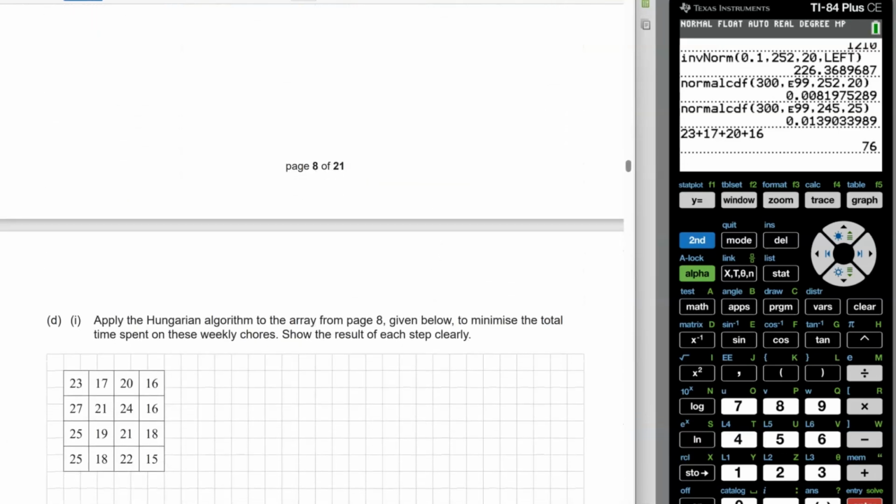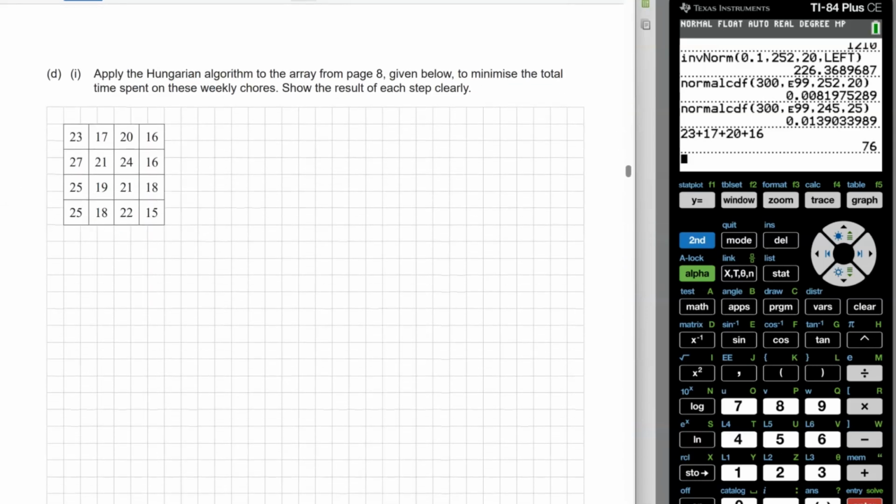Okay, next page, we actually get to start the algorithm. We want to minimize the total time spent on these weekly chores and show the results in each step clearly. So it's a minimization problem, which is important for us to identify right from the start, which means they've started off the Hungarian algorithm, and our first step is to do a row reduction.